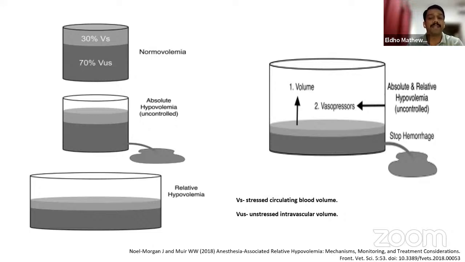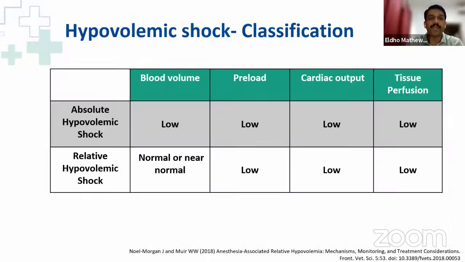In order to treat this, what can we do? We have to stop the hemorrhage in absolute hypovolemia, add volume, and use vasopressors to control relative hypovolemia. From the classification, we can understand very clearly: in absolute hypovolemic shock, the blood volume is low, thereby the preload is low, the cardiac output becomes low, and the tissue perfusion becomes low. So it leads to shock.